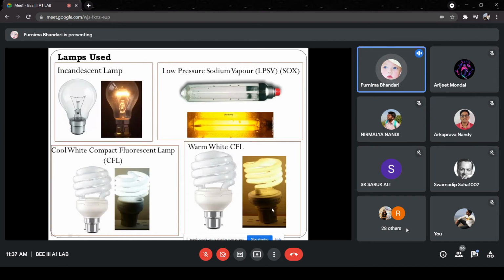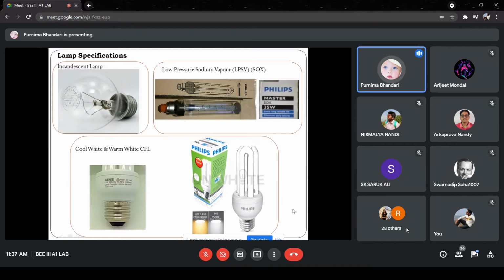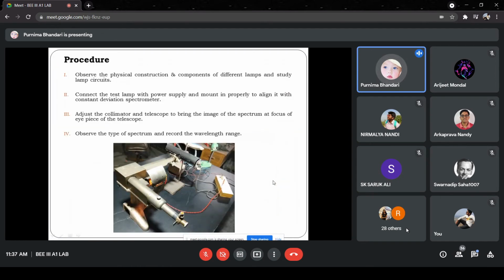This is the specification. In our lab, we will be using these lamps. Here is the actual measurement picture from our lab. We'll use the GLS lamp, 60 watt, 230 volt. This is the SOX lamp, and we'll use a 35 watt SOX lamp. You can see 2 CFLs of different color temperature: one is around 2700 K to 3000 K, and another one is 6500 K. We'll use these in our lab.